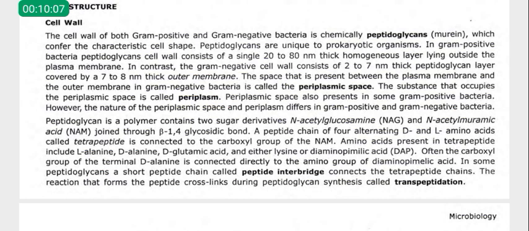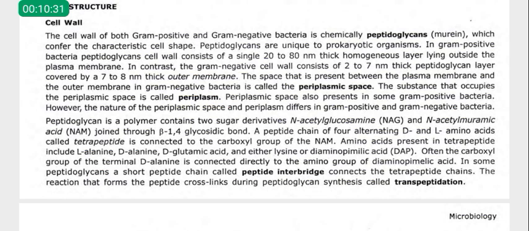Peptidoglycans are unique to prokaryotic organisms. In gram-positive bacteria, the peptidoglycan cell wall consists of a single 20 to 80 nm thick homogeneous layer lying outside the plasma membrane. In contrast, the gram-negative cell wall consists of a 2 to 7 nm thick peptidoglycan layer covered by a 7 to 8 nm thick outer membrane.